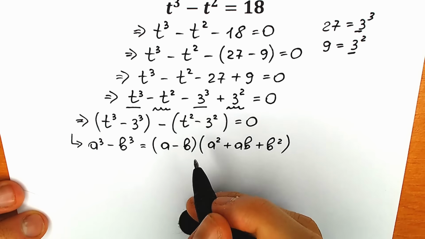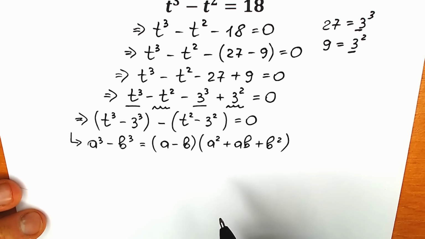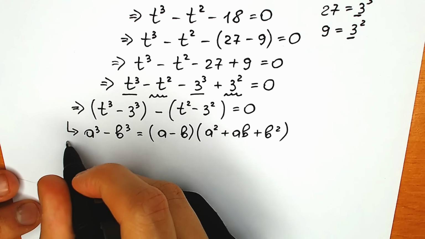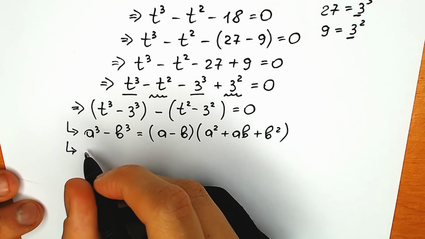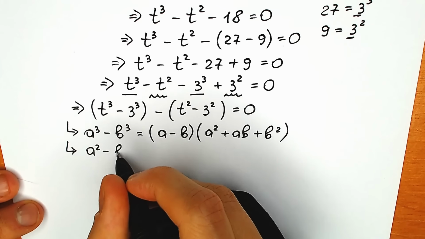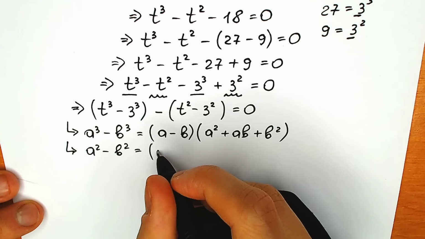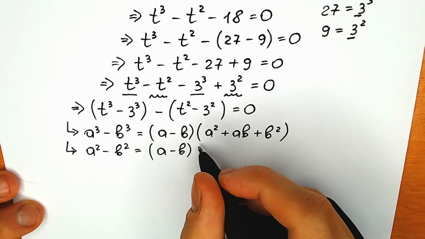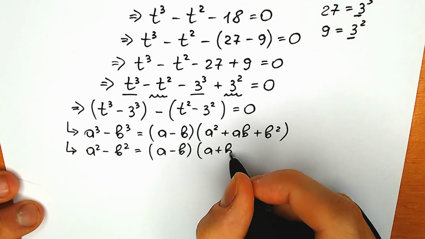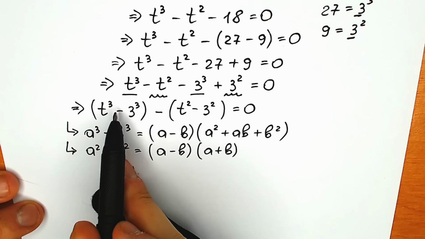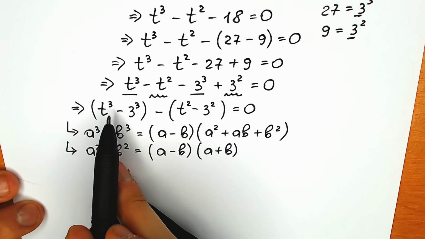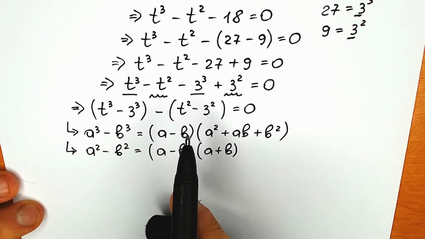Okay, really great. Right now, difference of squares. I think everyone knows about this formula, but in case, I just want to write it. So a squared minus b squared equals a minus b times a plus b. Really great. And right now, this formula, difference of cubes, we're going to apply right here, and this difference of squares we're going to apply right here.